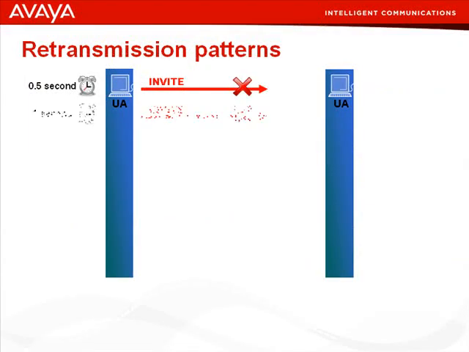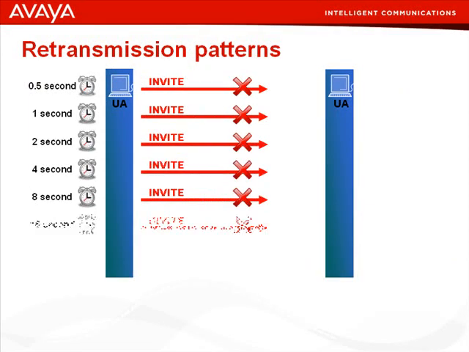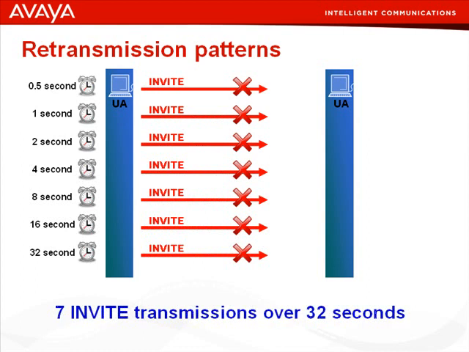So hopefully you'll have found out that if nothing comes back, the invite is transmitted a total of 7 times over a period of 32 seconds. Each retransmission is given a little bit more time, just to help prevent clogging of the network and to provide a bit more time in case more time is needed on the other side.